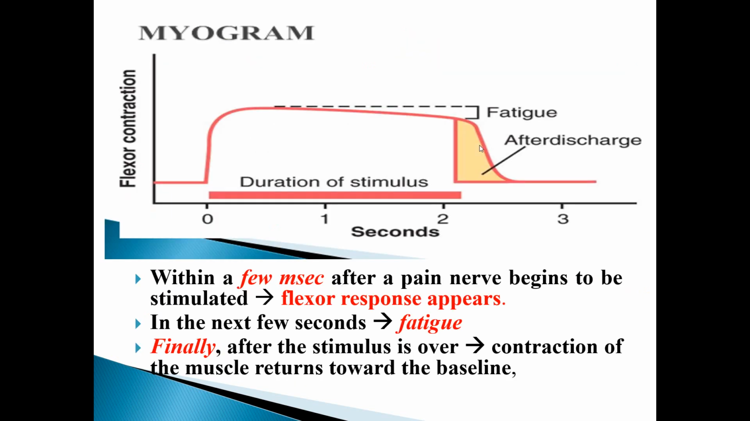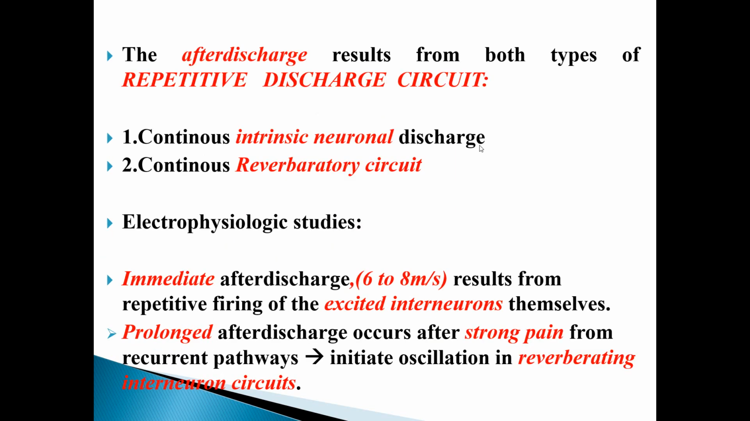Within a few milliseconds after a pain nerve begins to be stimulated, the flexor response appears. In the next few seconds, fatigue occurs. Finally, after the stimulus is over, contraction of the muscle returns towards the baseline. The after discharge results from both types of repetitive discharge circuits, which are continuous intrinsic neuronal discharge and continuous reverberatory circuits.